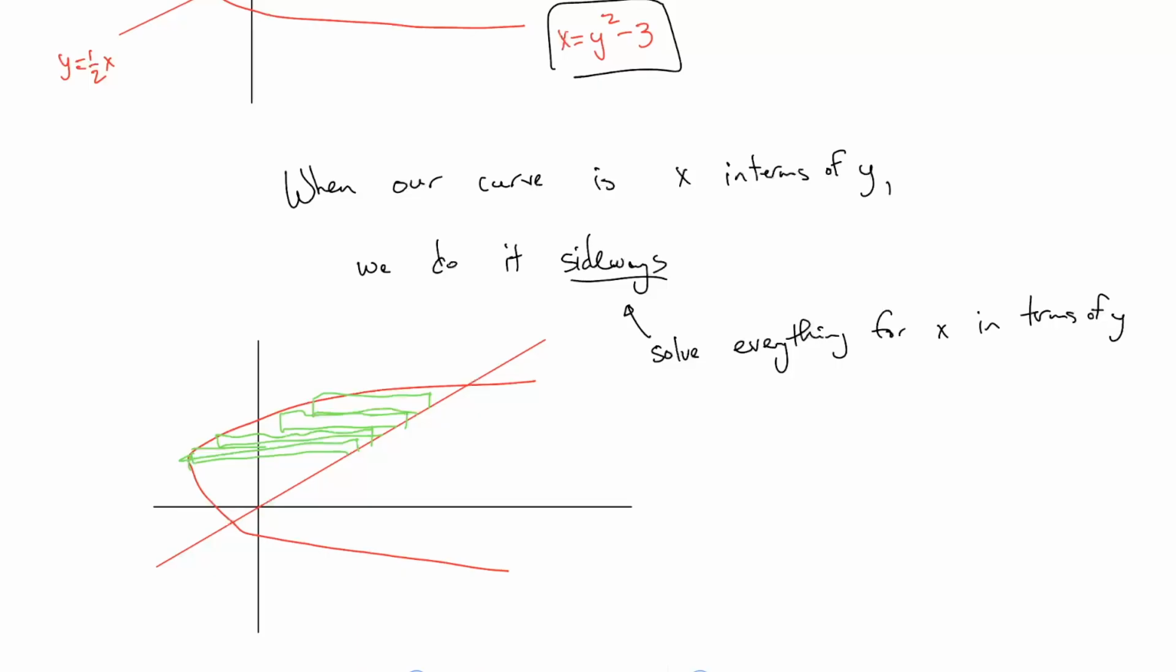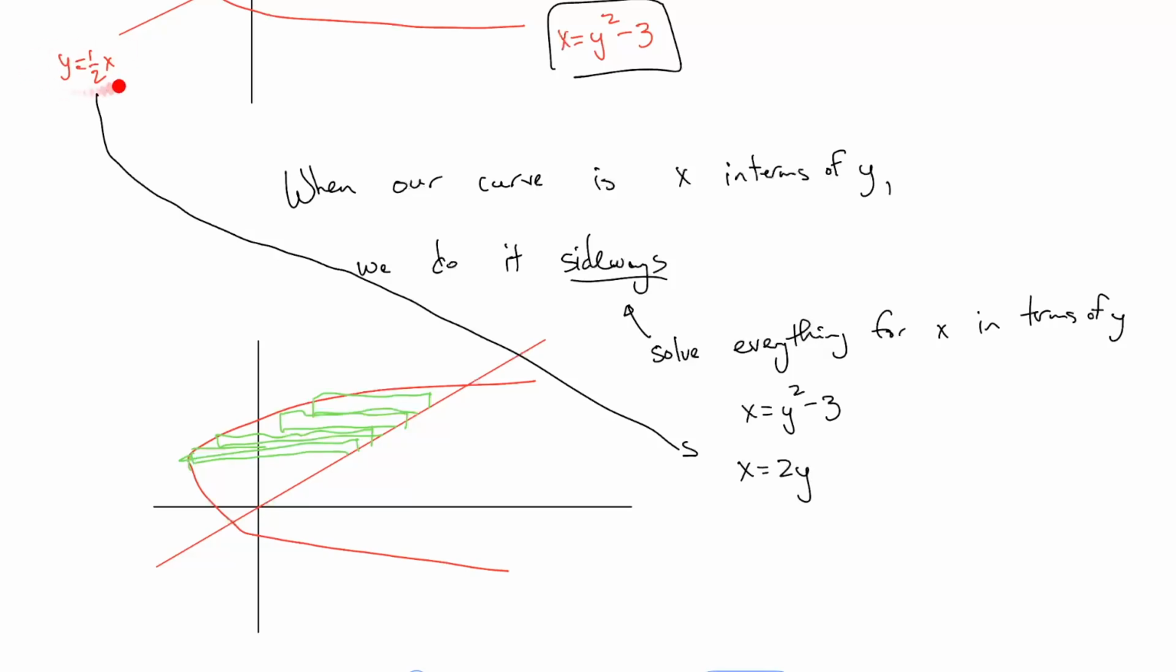So I had x equals y squared minus 3. That already was solved for x in terms of y. But the other one, y equals 1/2 x, I am instead going to write as x equals 2y. So this right here, we can solve this for x in terms of y. x equals y squared minus 3 and x equals 2y.